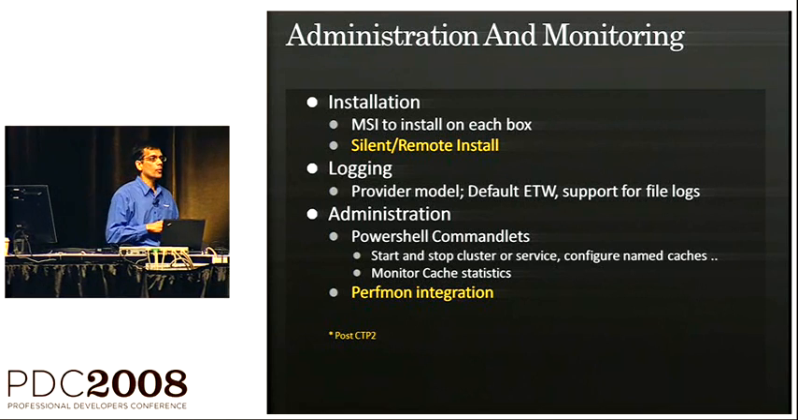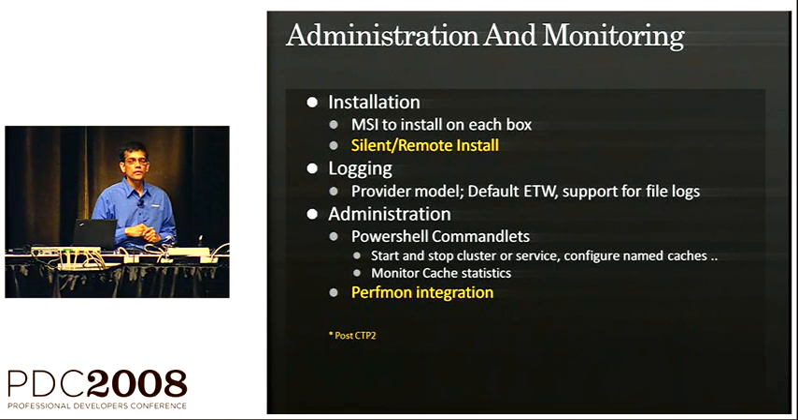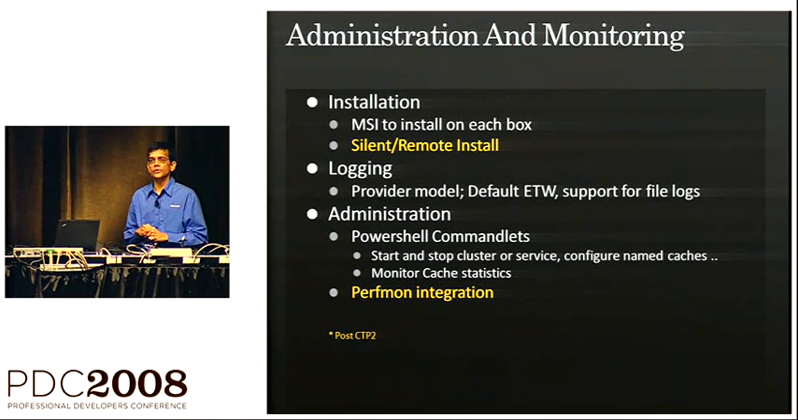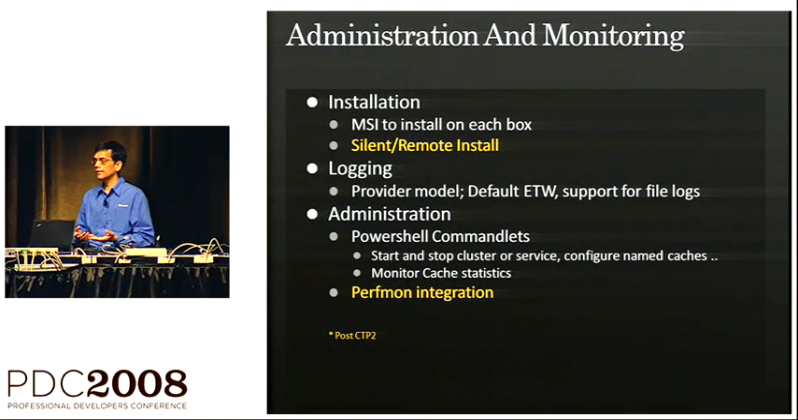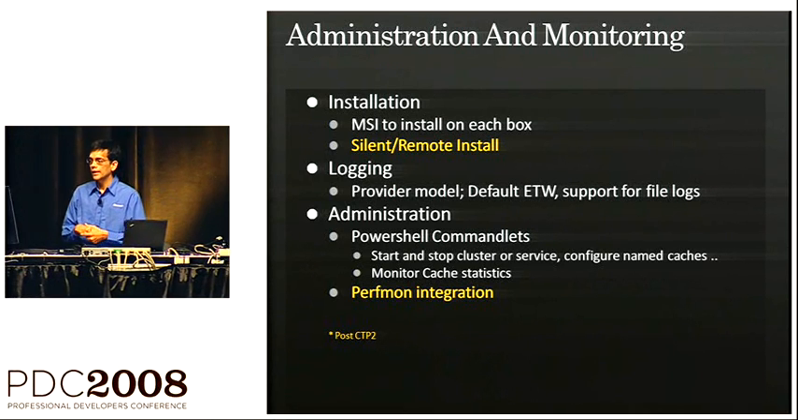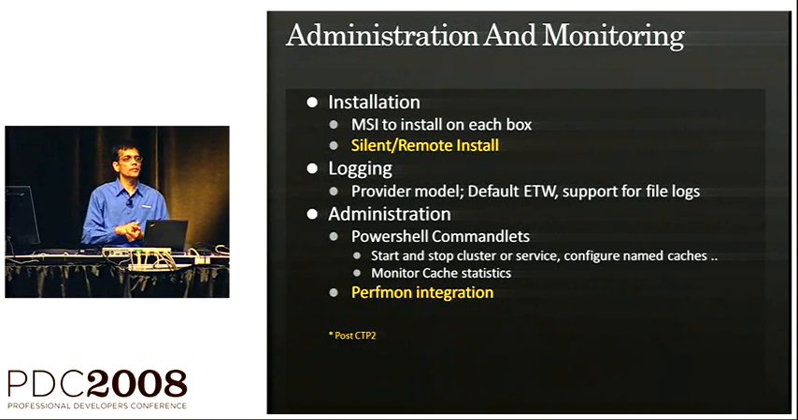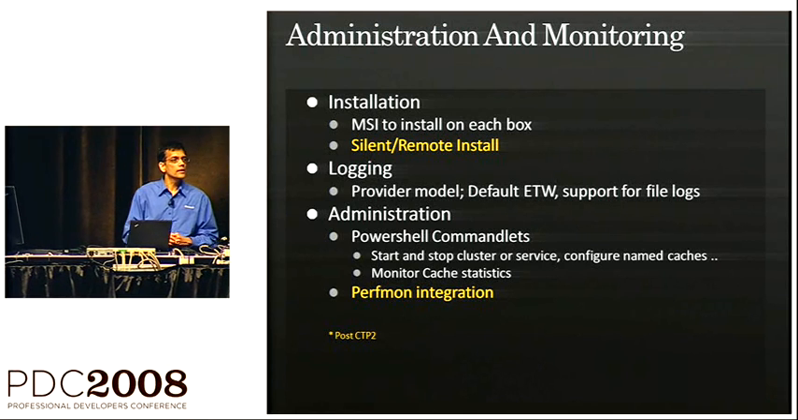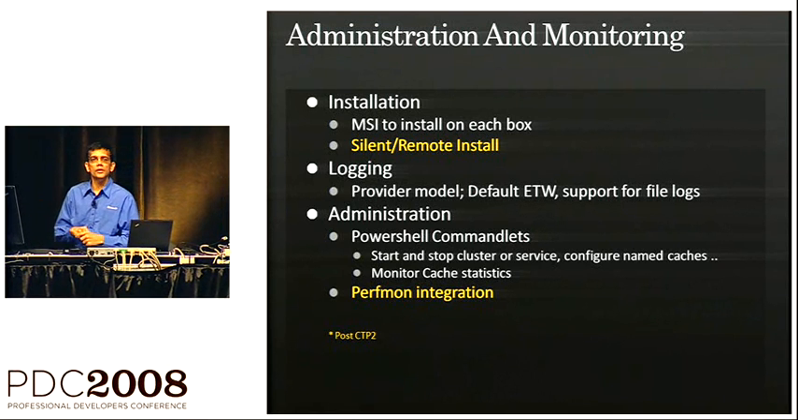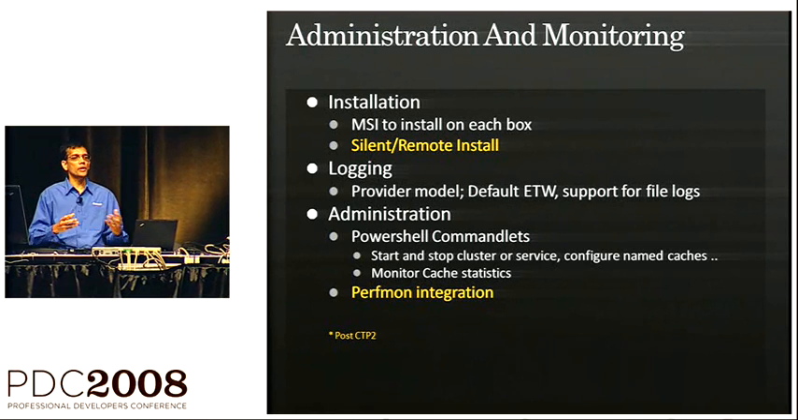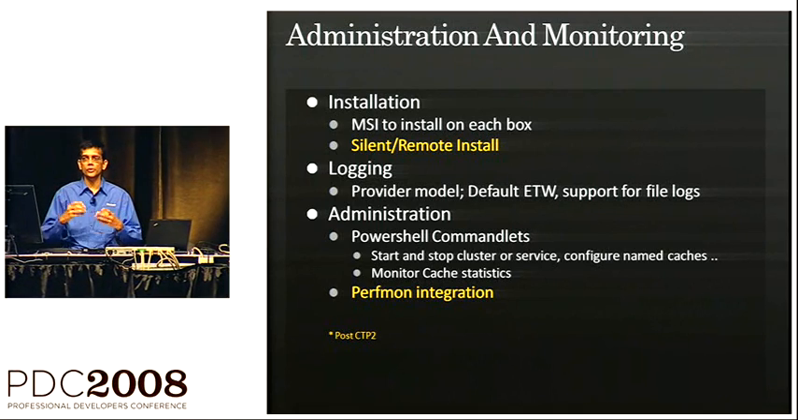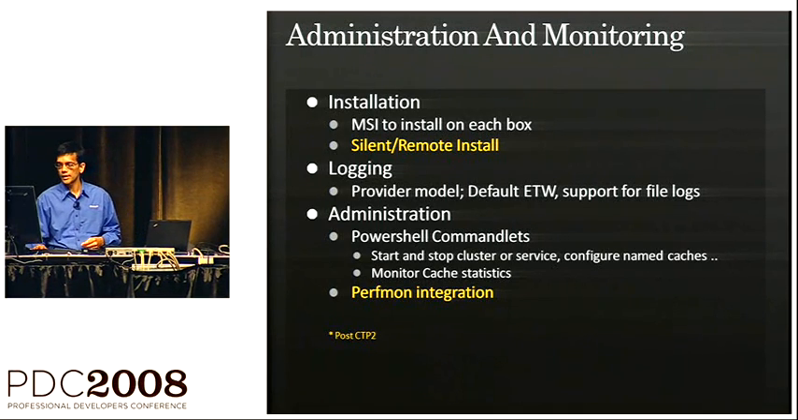Logging, we have a provider-based model. By default, we supply ETW file sinks. You can write your own sink provider if you like, and you can plug it into Velocity. Administration, we have partial cmdlets, and you saw all of that in the demos. We also are working on Perfmon integration. And further going forward after V1, we will also work on more GUI tools. I think partial V2 already comes, for example, with standard GUI, which you may be able to use as well.